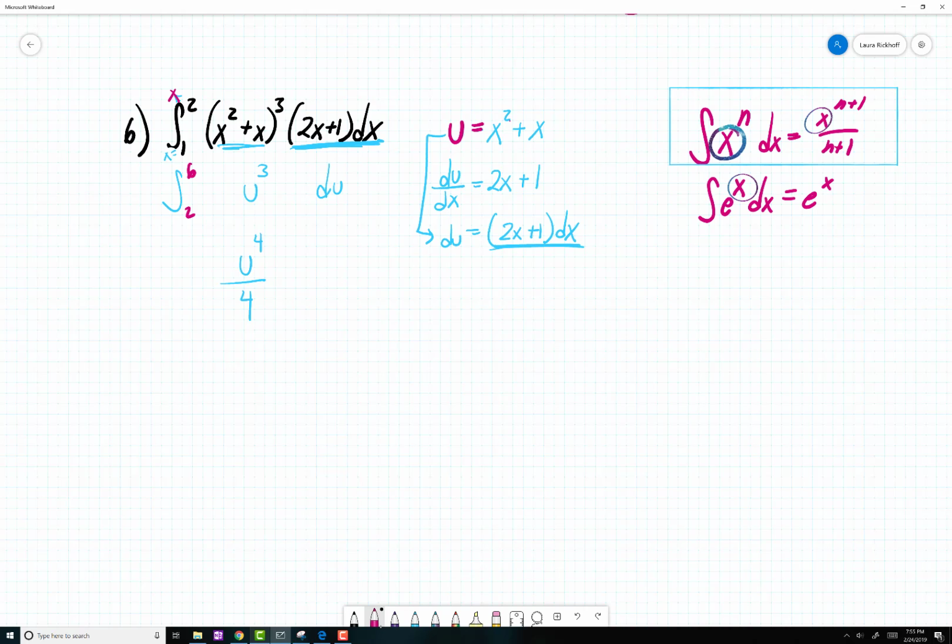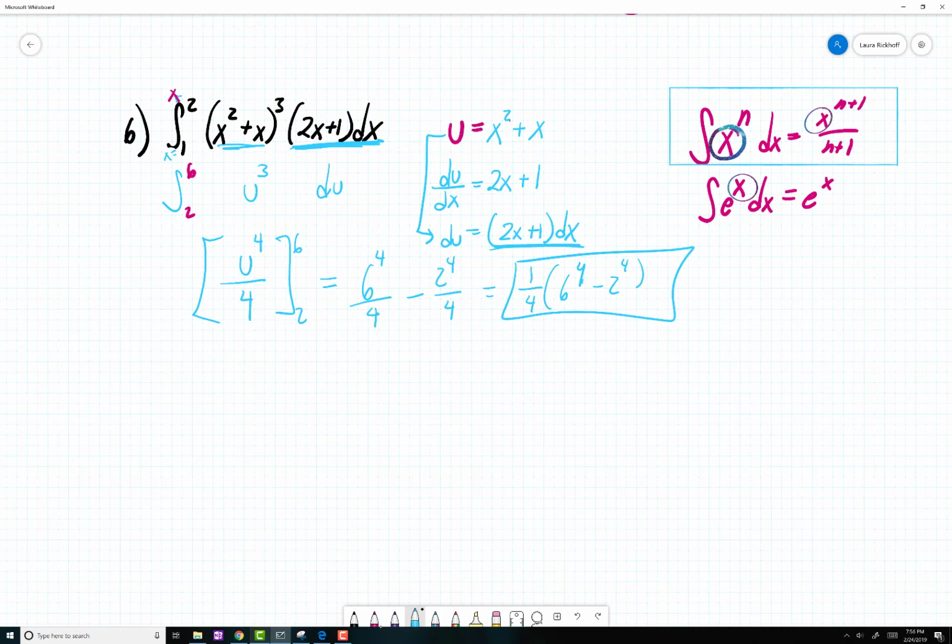And so now we can evaluate this limit from 2 to 6 and just plug in the 6 and subtract what we get when we plug in the 2. So it'll be whatever that is, right? And so it's super important that you recognize that the limits aren't the same. You wouldn't get the same answer if you did this from 1 to 2, it wouldn't work.